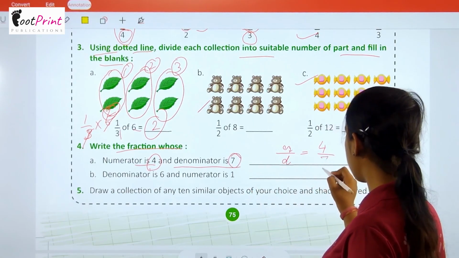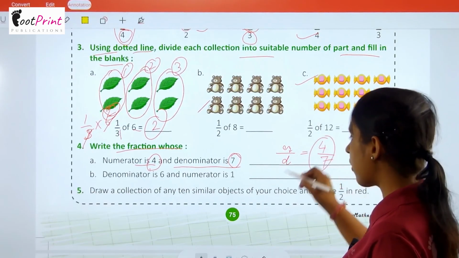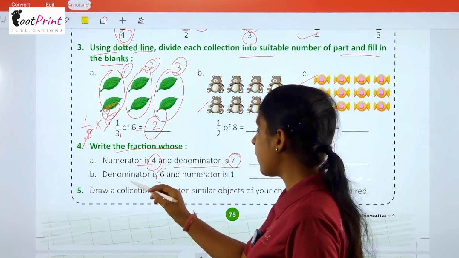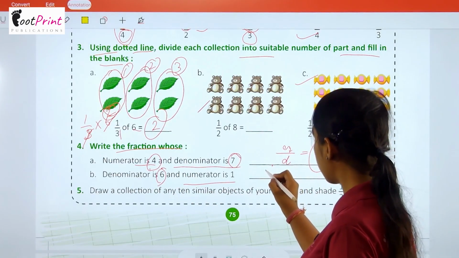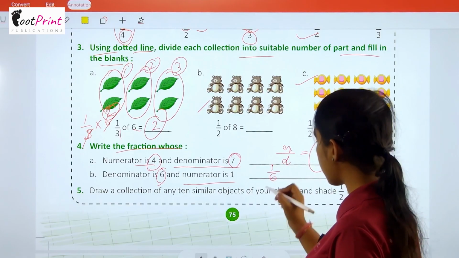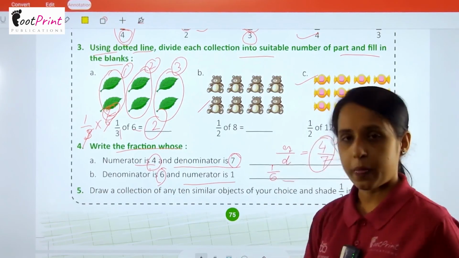So numerator is given 4 and denominator is given 7, so it will become 4 upon 7, so it is our fraction. Here denominator is 6 and numerator is 1, so how will we write it? 1 upon 6, so 6 is our denominator and 1 is our numerator.